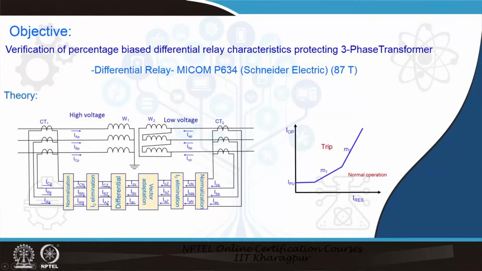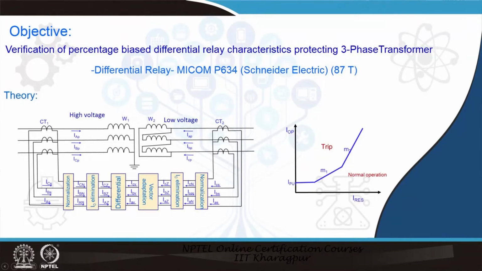So, what we will do is set a restraining current by setting the load current in the arrangement, and then we will increase the differential current and see at what point the trip happens. That point of observation will be the point on our relay characteristic.